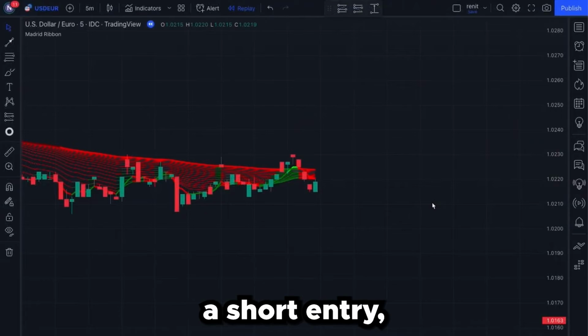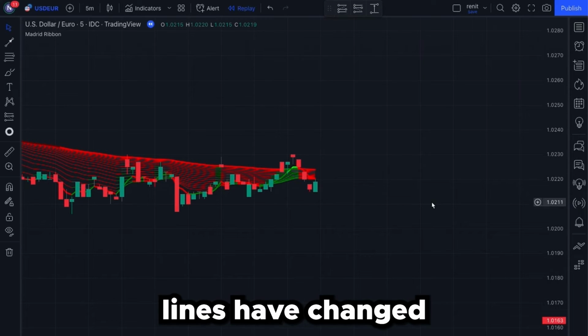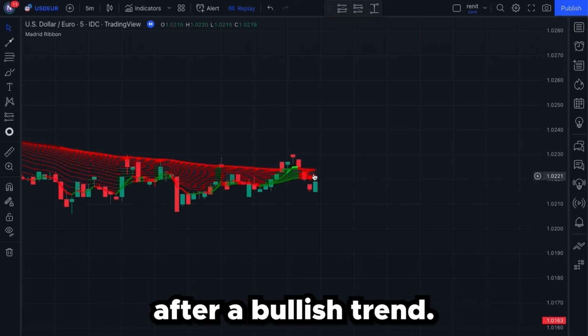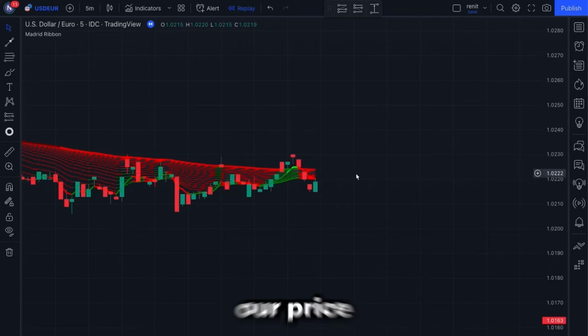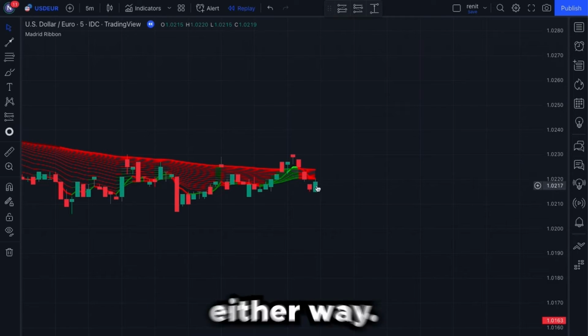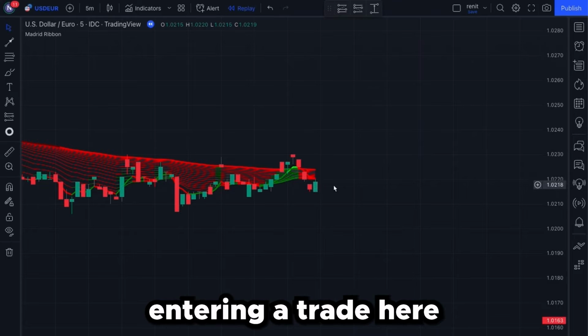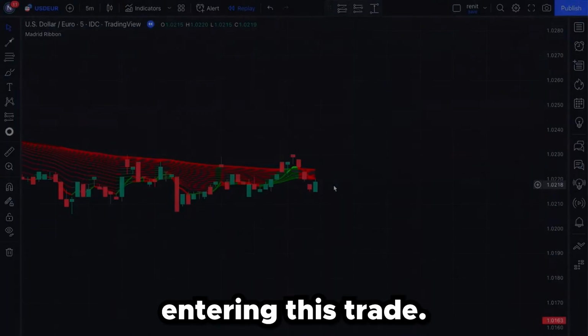Next, I'm going to show you a short entry which looks good, but you should definitely stay well away from it. We see our indicator lines have turned completely red after a bullish trend. This is good and means our first condition is met. However, hopefully you have spotted already our price action is green. This is two conflicting signals and means the market could go either way. At this point, entering a trade here would be basically a 50-50 and means we won't be entering this trade.